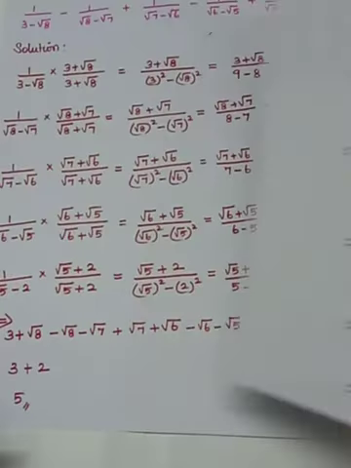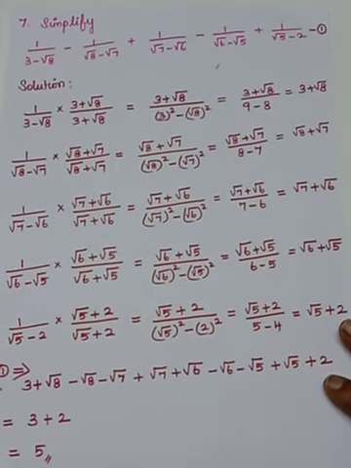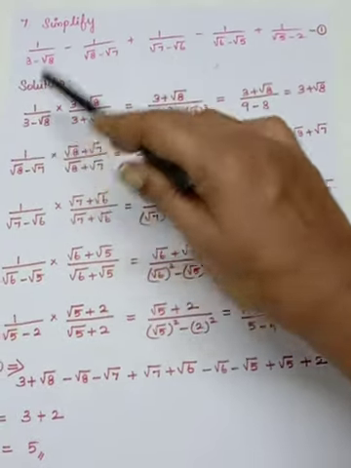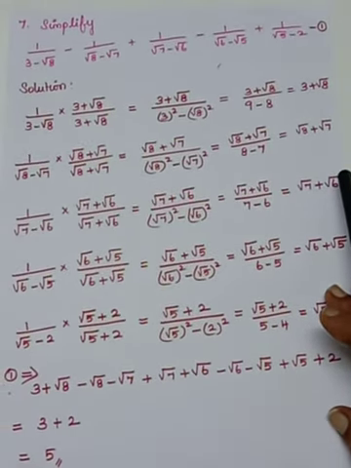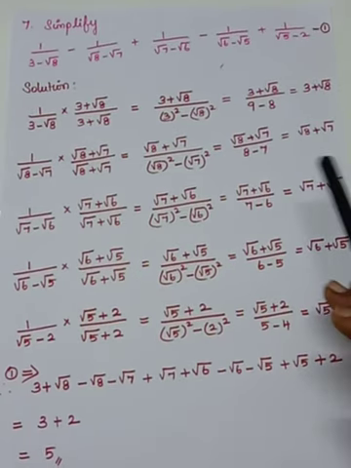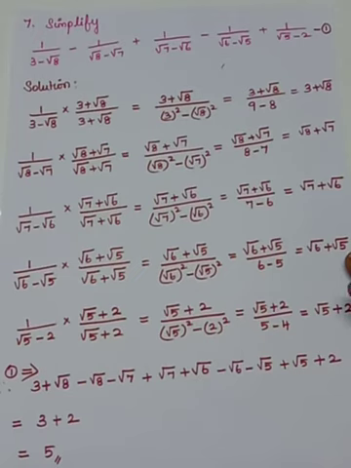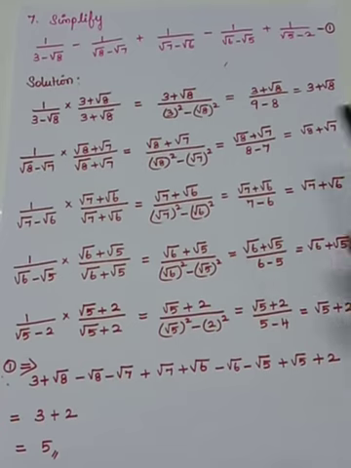So the next one, 7th question, we have to simplify. Okay, so how many terms are given? 5 terms are given. You take the first term, 1 by 3 minus root 8. Just rationalize the denominator. For that, we have to multiply and divide by the conjugate. What is the conjugate? 3 plus root 8 divided by 3 plus root 8. Look at the denominator. It is in the form of a minus b into a plus b. So what is your a? It is 3. 3 squared minus root 8 the whole squared.